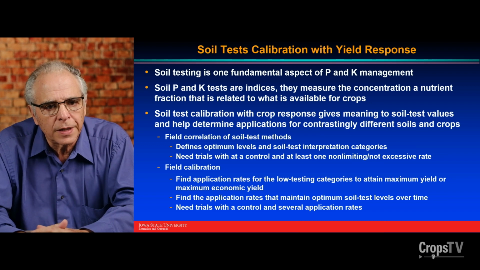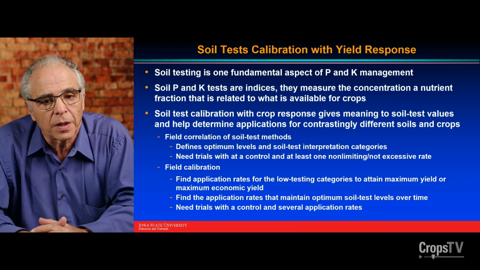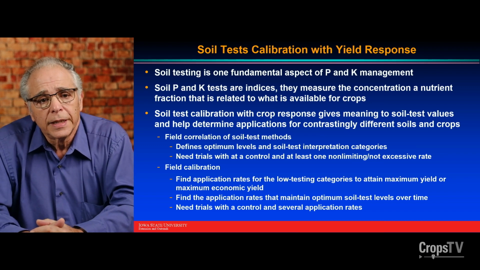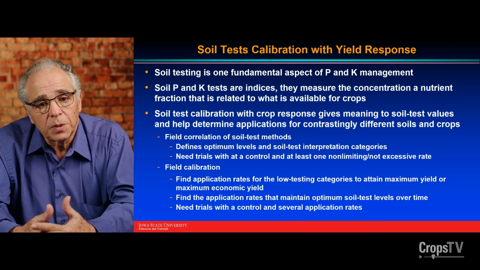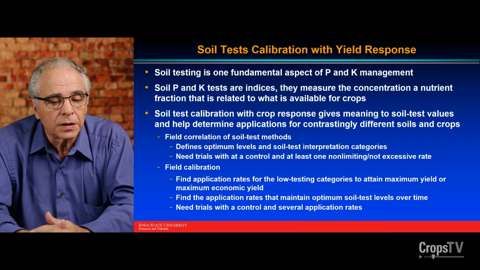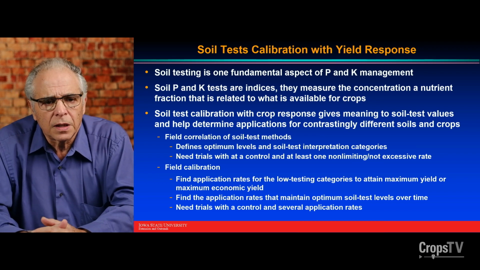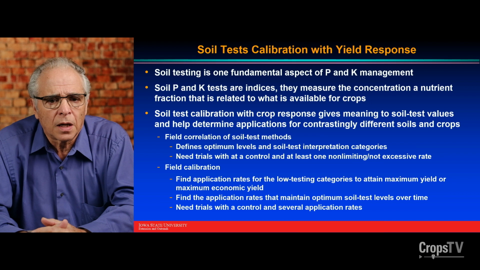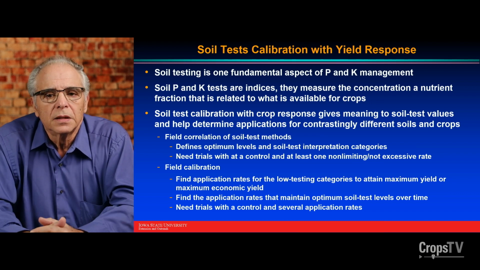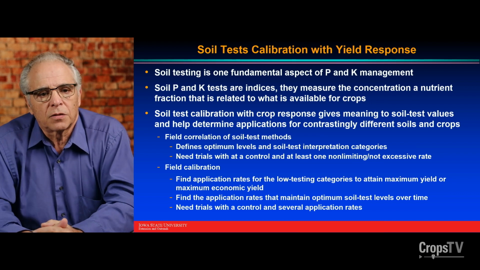People talk about field calibration or soil test methods calibration, but there are two parts. One is the field correlation of soil test methods with response. This is important to define the optimum levels and define the soil test interpretation categories, very low and so on. And for this, we need trials with a control and at least one non-limiting, non-excessive rate.